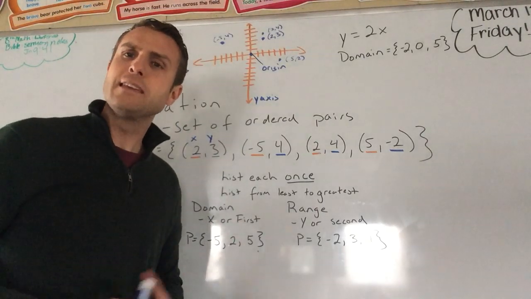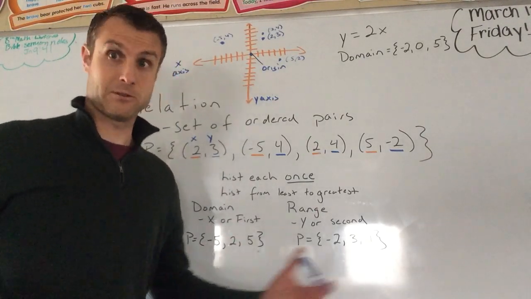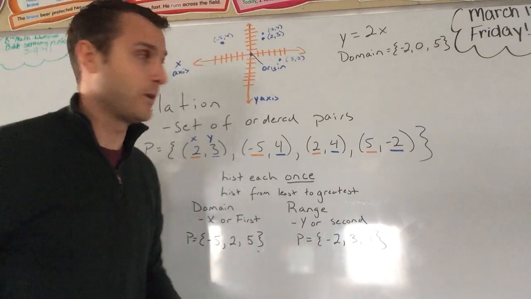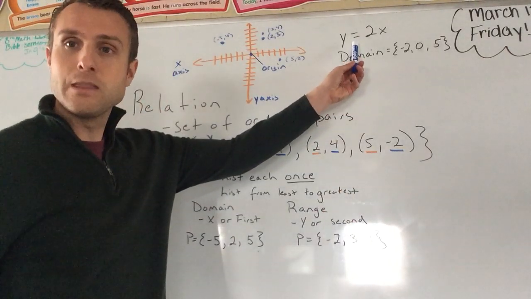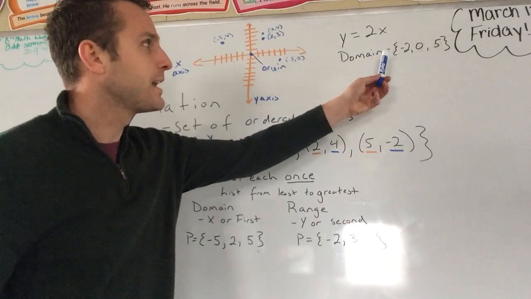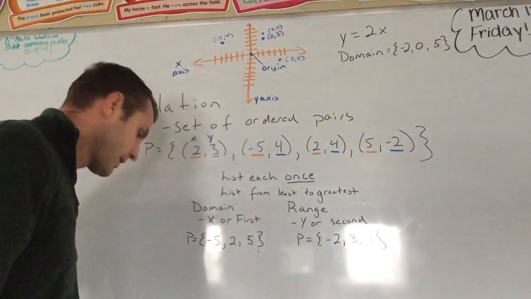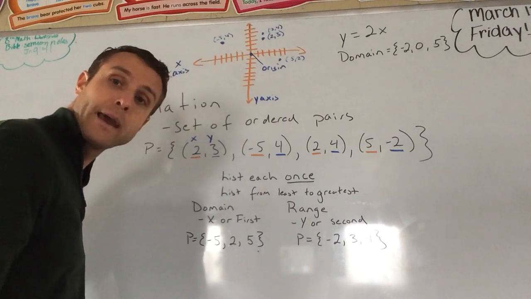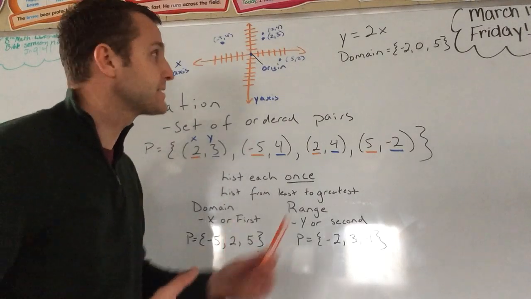What about if they give me an equation? That gets really confusing, right? Actually, it's very simple. For example, let's say they give me the equation y equals 2x, and then they give me the domain. And they want me to write ordered pairs for this relation.